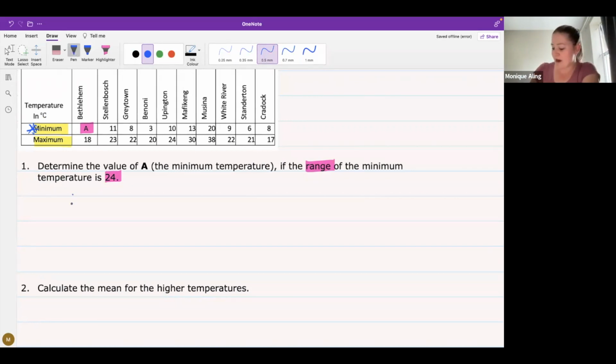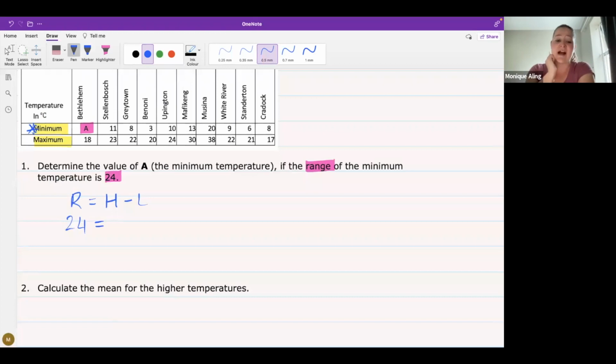So we start off by writing out the formula we know. This is the only formula we know with range. So when in doubt, write out the formula. Then substitute in everything that you do know. We know that the range is 24 because that was given to us. So I'm going to put 24 in the range spot in the formula.